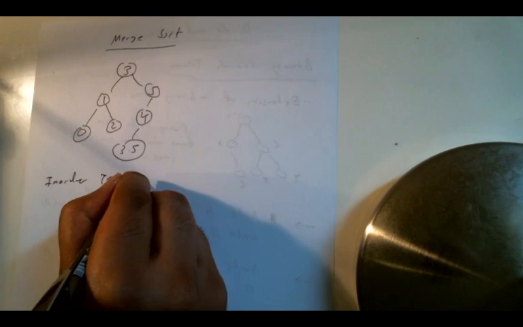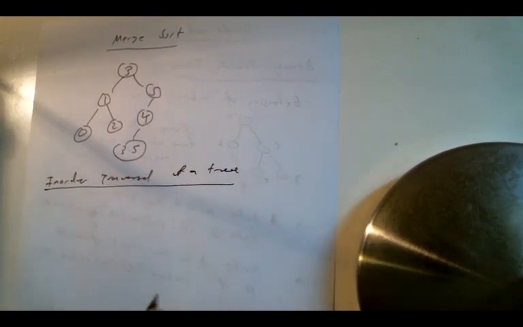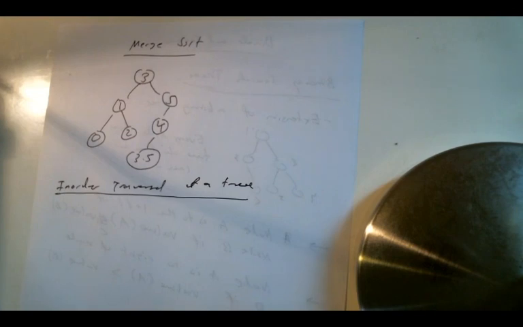I'm going to call this an in-order traversal of a tree. And you might notice that I've used the word traversal just like I used it with graphs. And that's no coincidence. A tree is just a specific type of graph. So we could traverse this by using breadth first search or depth first search, right? But we're going to do a kind of depth first search in a specific way.